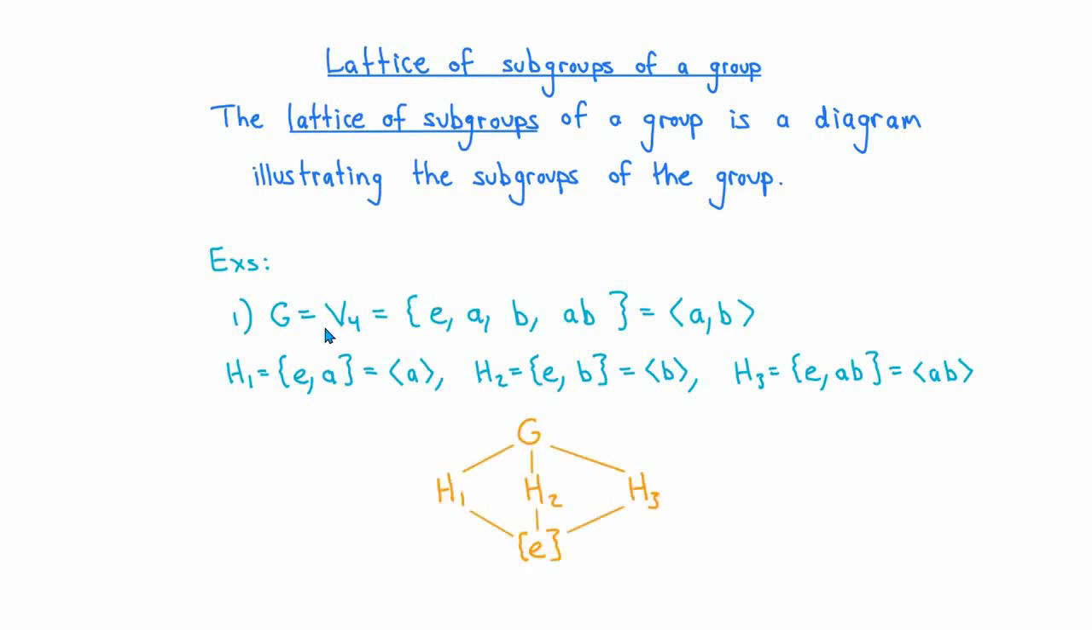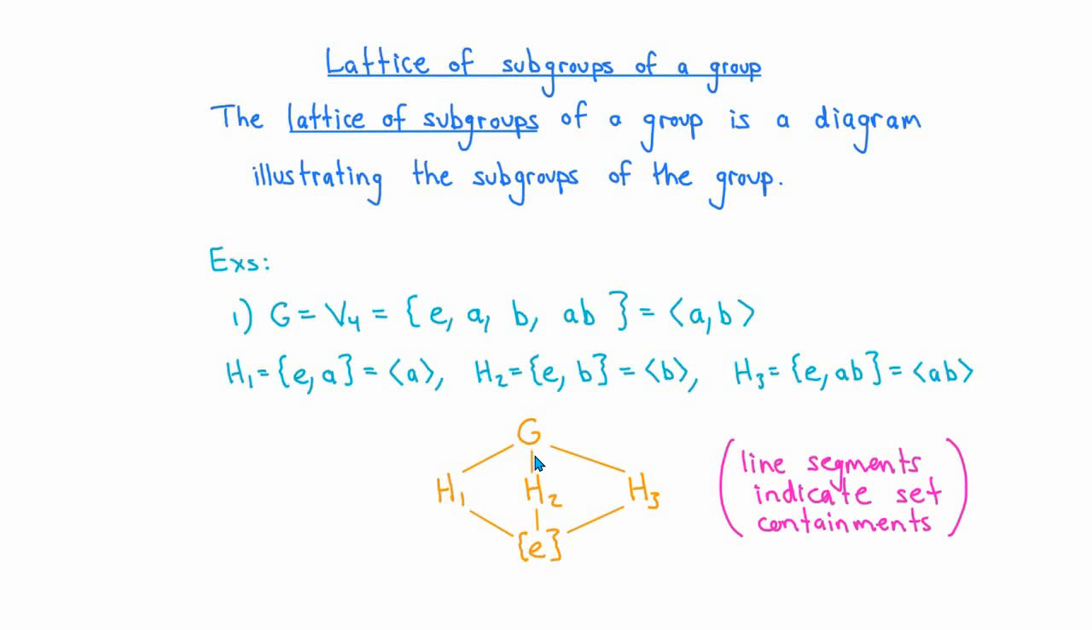So to draw the lattice of subgroups of the Klein 4 group, we start by writing the group G at the top, and then listing out the subgroups below it, with line segments indicating set containments, and with the relative positioning of the groups in this diagram corresponding to the orders of the groups. Since the orders of the groups H1, H2, and H3 are all 2, they're all listed on the same level here.